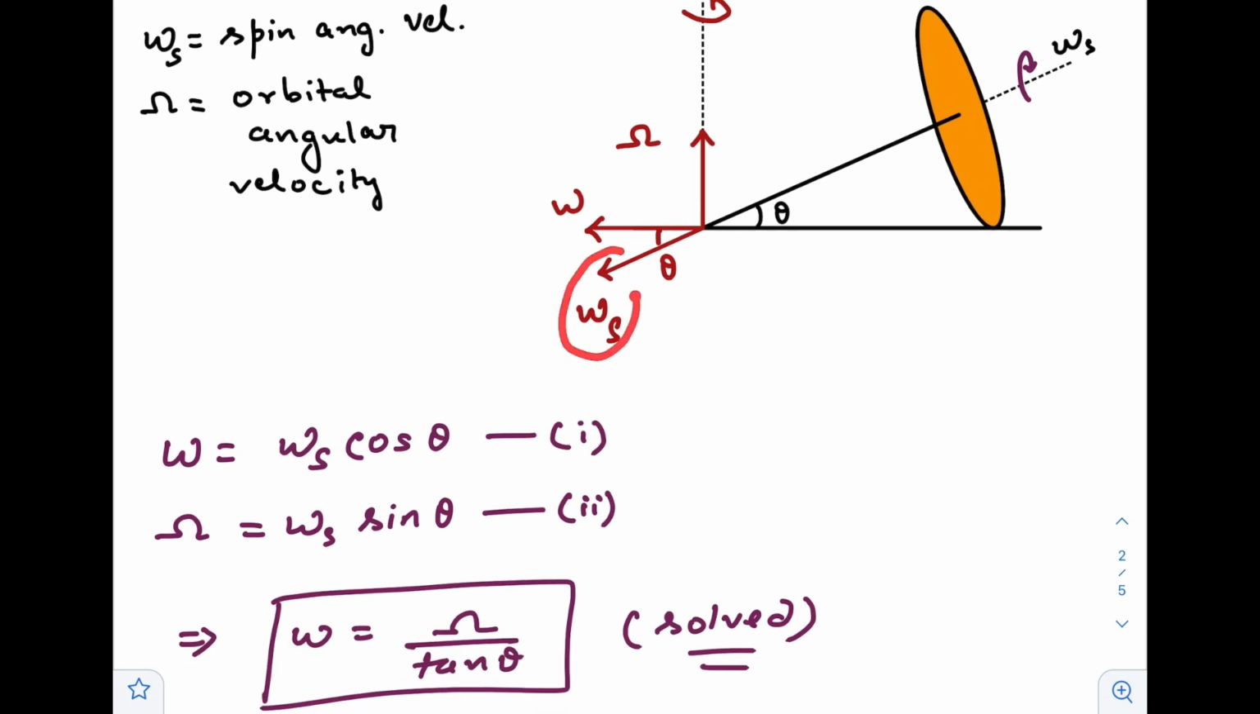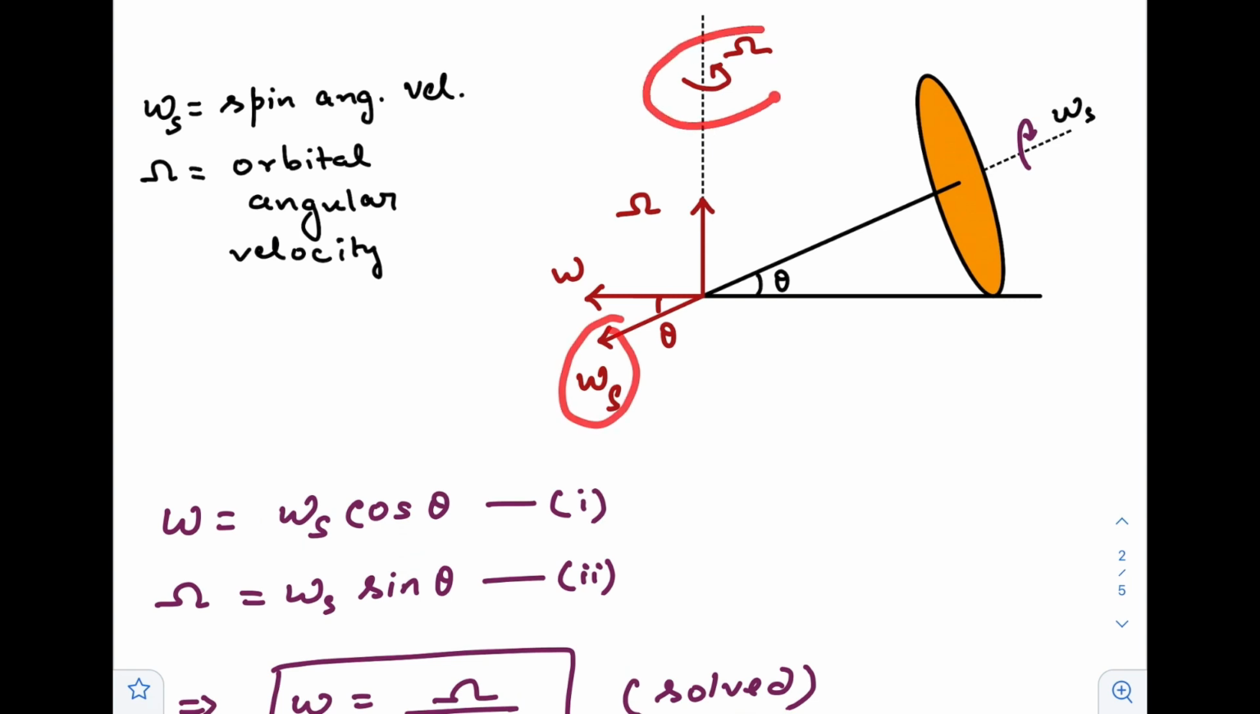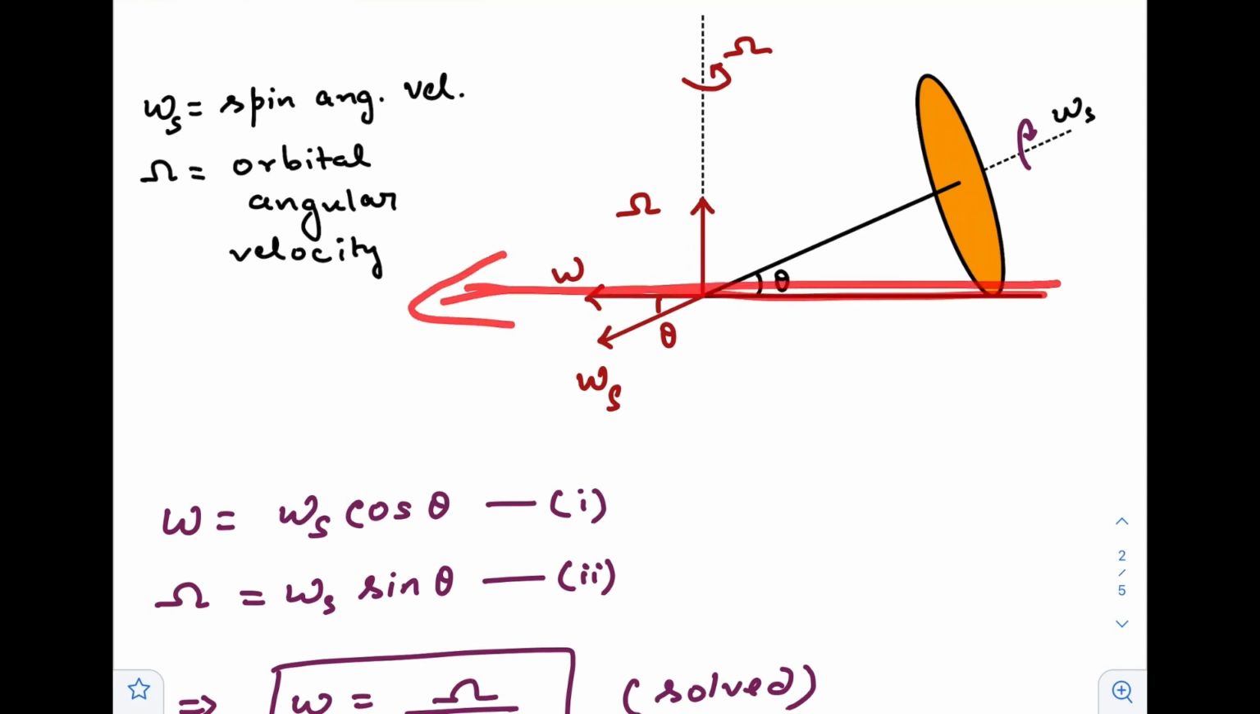The spin angular velocity and this orbital angular velocity together form the resultant angular velocity, which should be directed towards the left and should be horizontal, because this axis is the instantaneous axis of rotation. This contact point is at instantaneous rest, and this point is also at instantaneous rest. So connecting these two points gives the direction of the actual angular velocity.